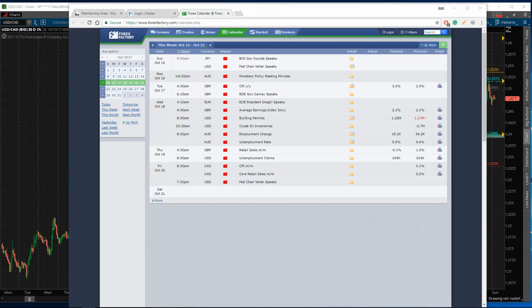For Thursday at 4:30 a.m., Great Britain pound retail sales, and at 8:30 a.m. you are going to have the unemployment claims for the United States dollar. Friday, CPI and core retail sales for Canada, and then at 7:30 p.m. you're going to have Fed Chair Yellen speaking, but at that point in time the markets will be closed.